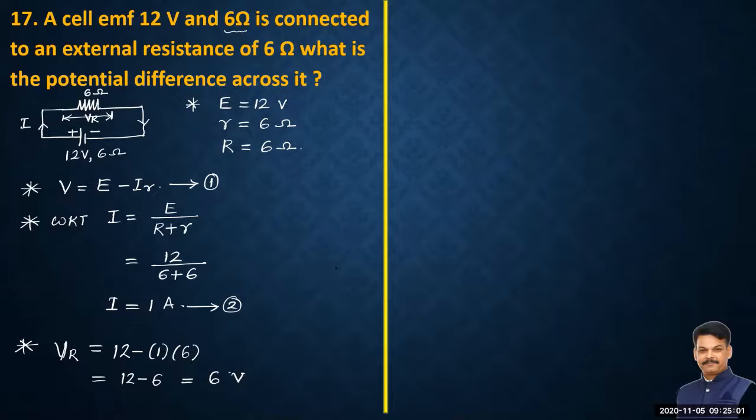Okay, see, it is one basic problem related to cells or combination of cells. I have not yet considered the combination of cells. I have taken a simple circuit with a resistor and a cell, and in that case, this is how to find the potential difference as well as the current. This potential difference is nothing but the terminal potential difference. If they ask you directly to calculate the terminal potential difference, then also you have to calculate in this way only.